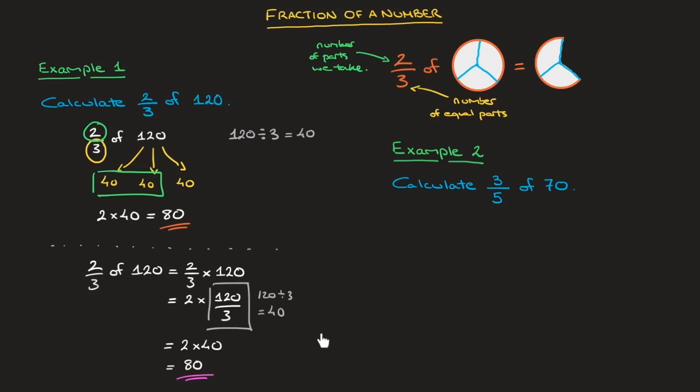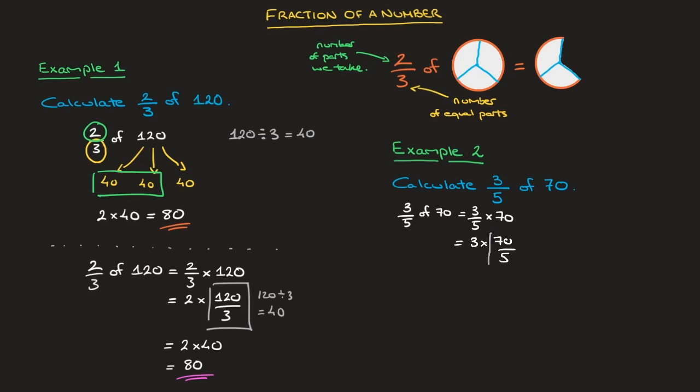Now let's use the same method as we did here to work through this second example. We need to calculate 3/5 of 70. Well, using what we've just seen, we can go ahead and state that 3/5 of 70 is equal to 3 over 5 times 70. Now remember, the denominator 5 is telling us how many equal pieces we need to split 70 into. The numerator 3 is telling us how many we take. And to figure out how big each of the pieces is, well, we divide 70 by 5. And so we write this as 3 times 70 over 5.